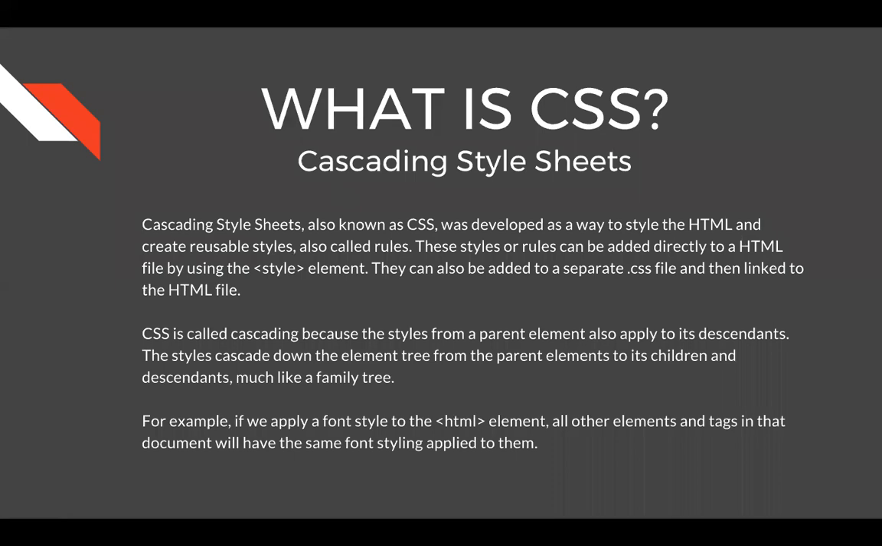CSS is called cascading because the styles from a parent element also apply to its descendants. So essentially, just like how we inherit genes from our parents, I inherited my brown hair, CSS child elements are going to inherit from their parents. So for example, if we apply a font style to the HTML element, all other elements and tags in that document will have the same font styling applied to them.